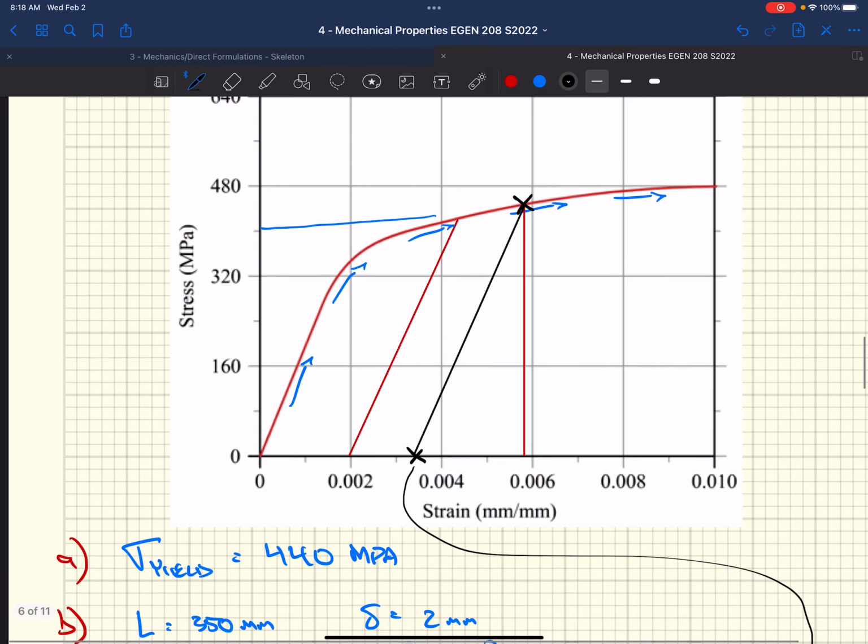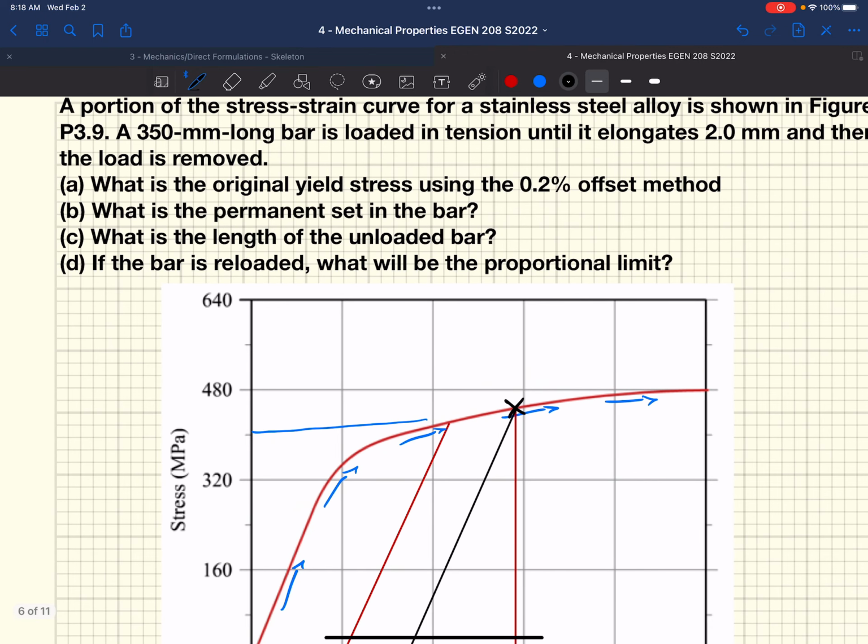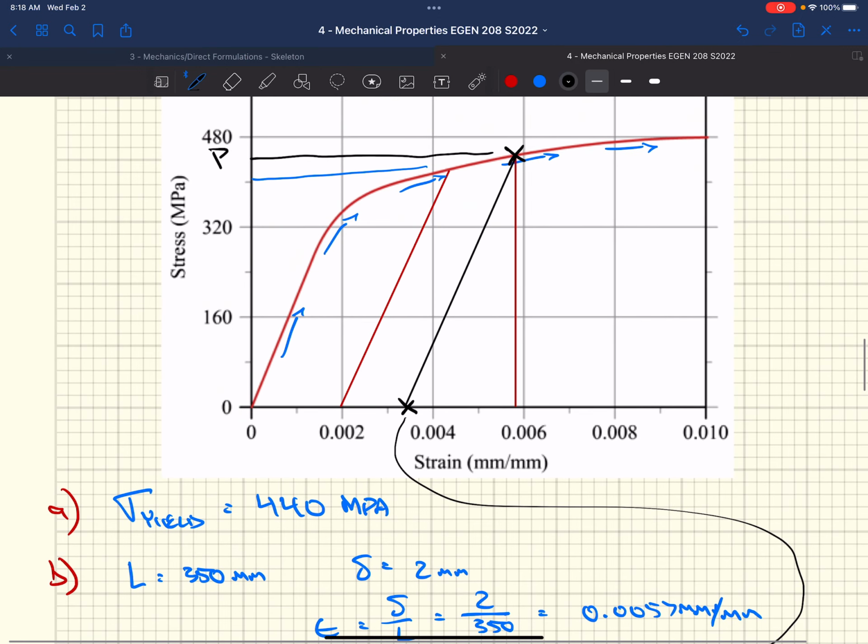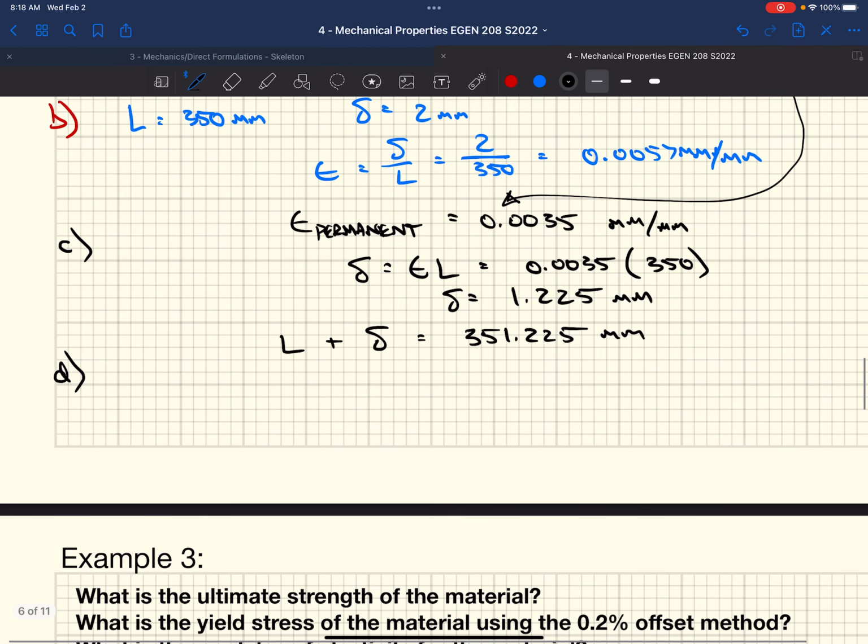Part D, just going back: if the bar is reloaded, what will be the proportional limit? Well, we unloaded it along this black line. If we reload it, we're going to reload it right back up that black line. And when we reload it, the proportional limit is the point at which our stress strain response becomes nonlinear. It's no longer straight. Well, it's going to be right when it hits that curve. So we really just want to see what is going on out there. This would be our proportional limit. Or in our case, I'm going to say it's 460 megapascals.